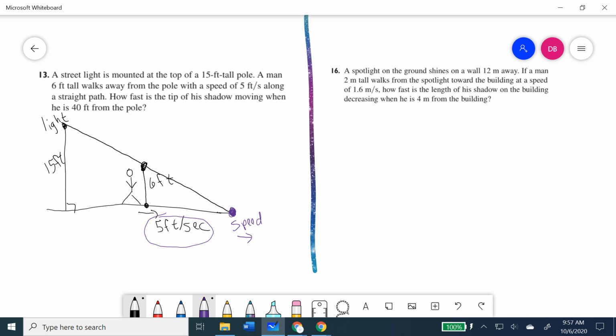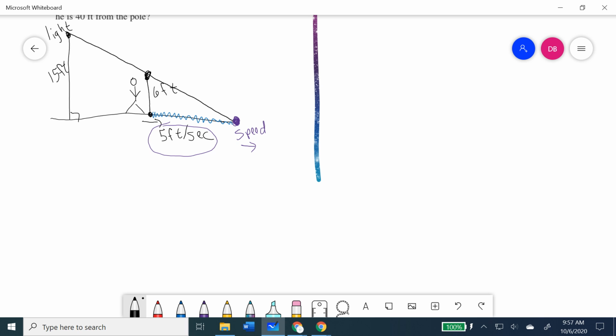And in number 16, they talk about the length of the shadow. And it's really important that you see the difference between the length of the shadow, how fast is that growing, versus how fast the tip of the shadow is moving. So length of the shadow would be all of this right here. But keep in mind that the human there is moving. So a little bit later, the human is over here.